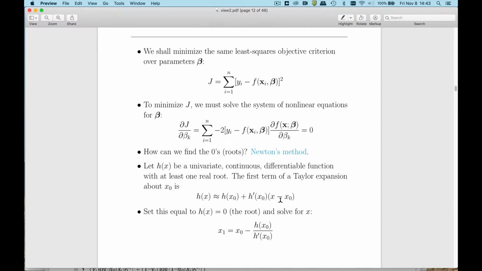All right, so to understand Newton's method, let's say that I have some function h that I want to find a root of.